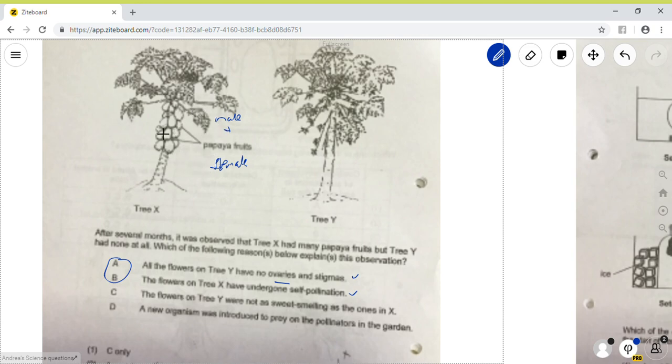So you see, in this case, this particular species, papaya, is possible to have male and female within itself, right? So because of that, it is able to pollinate even without having this thing and this thing happening.